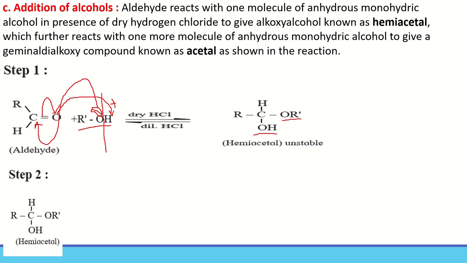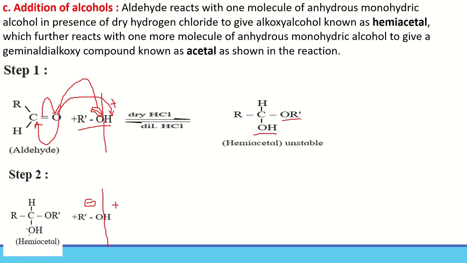When this unstable hemiacetal again reacts with the same molecule, like alcohol, it undergoes a further addition reaction with the hemiacetal. Then again this alcohol dissociates this way. RO acquires delta negative charge again, and hydrogen acquires positive charge on it. What happened here?